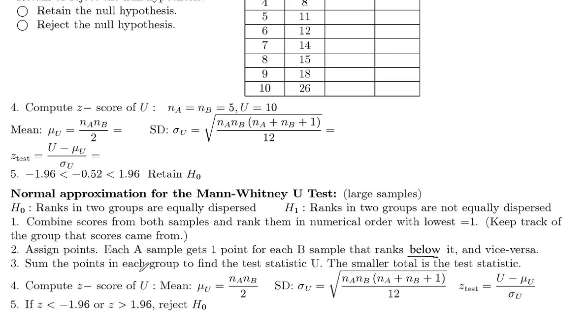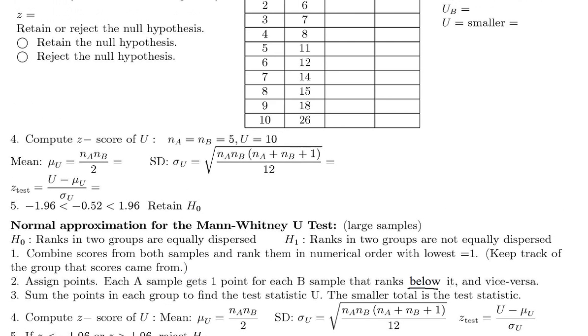So you sum the points in each of the groups to find your test statistic, which we denote as U. And then your mean is the number in each of the 2 groups multiplied together divided by 2. And then this is your standard deviation. We figure a z-score for that test statistic. And our rejection region's the same as it was for the rank sign test, which was problem 16. So let's take a look here.